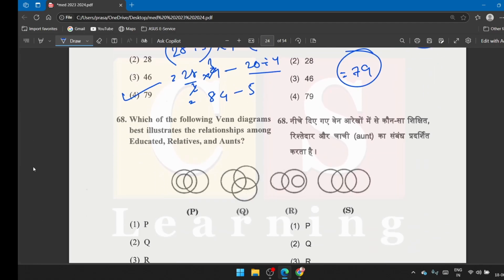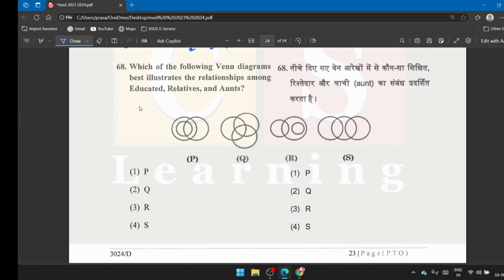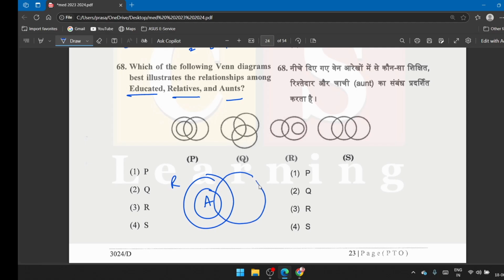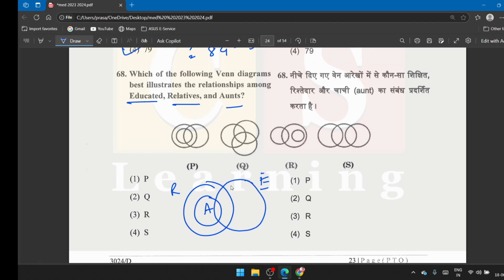Next, which of the following Venn diagrams best relates the relationship among educated, relatives and aunts? Okay, now every aunt will be a relative. This is definite. Now this can be the educated. Educated can include relatives and also aunts. Educated relatives may or may not be aunts. All aunts being educated is not necessary, and all relatives being educated is also not guaranteed. So this will be the option.